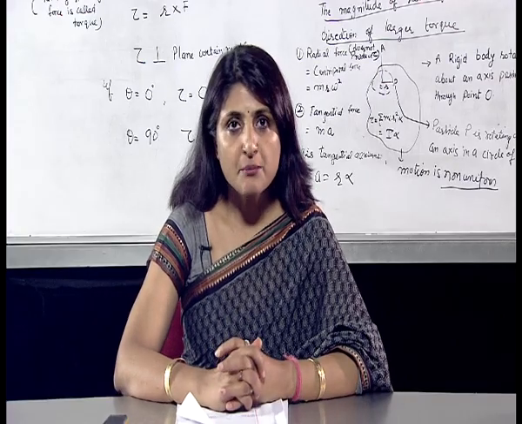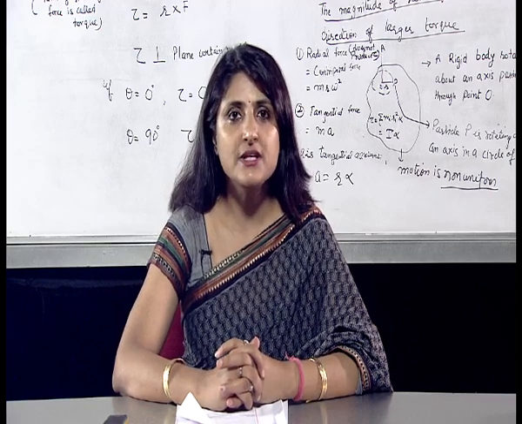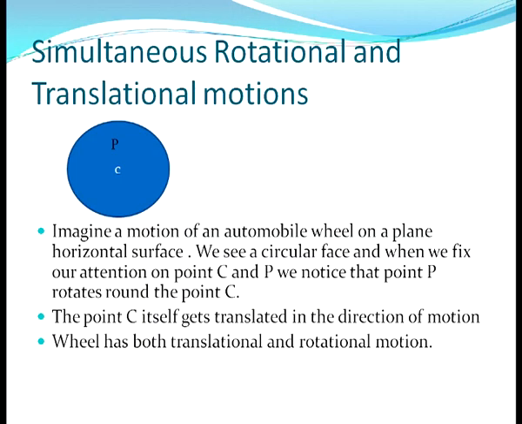Let us talk about simultaneous rotational and translational motions. For this, imagine the motion of an automobile wheel on a plain horizontal surface. We see a circular face, and when we fix our attention on points C and P, we notice that point P rotates around the point C when the wheel rotates. Well, the point C itself gets translated in the direction of the motion. So, the wheel has both translational and rotational motion.